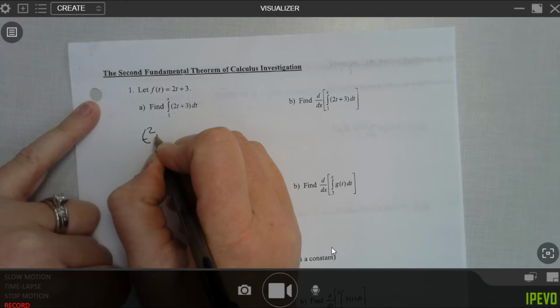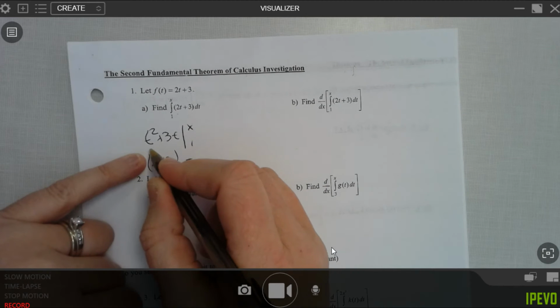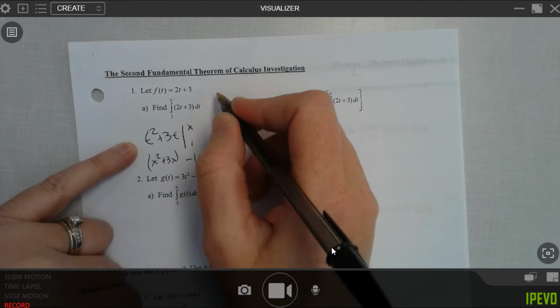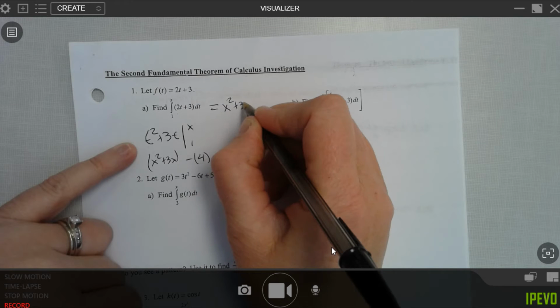Okay, so then I put x in there, so I get x squared plus 3x minus plugging 1 into there. So that'd be 1 plus 3 is 4. So then this equals x squared plus 3x minus 4.